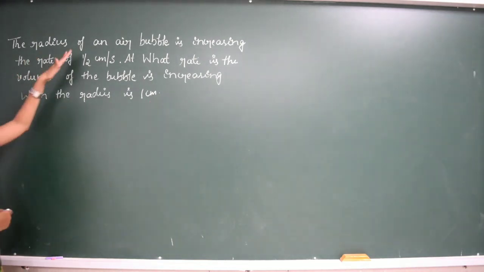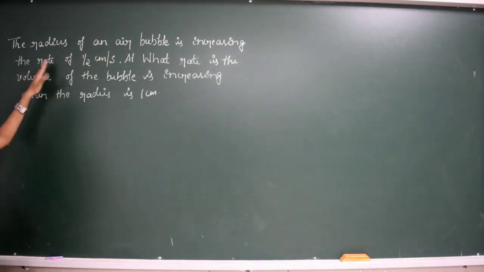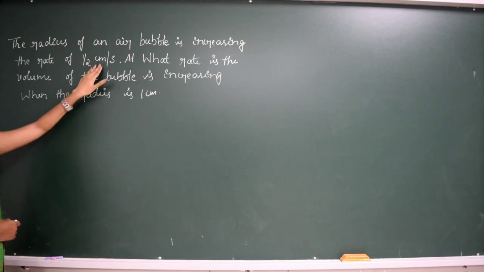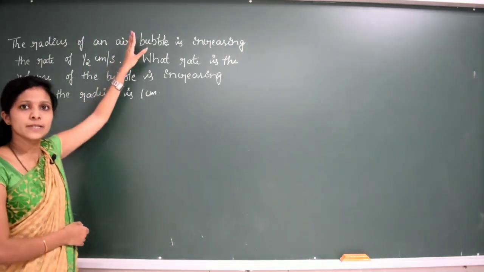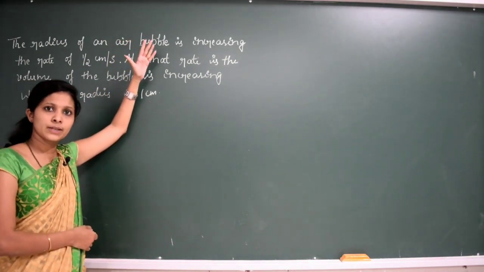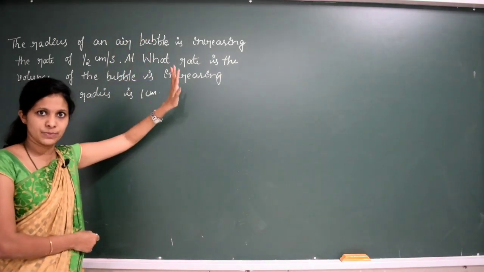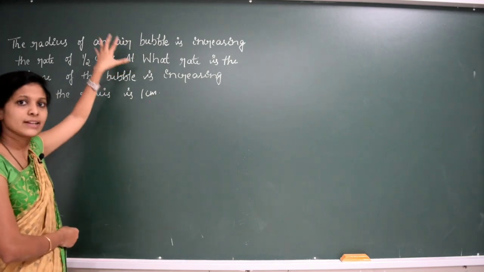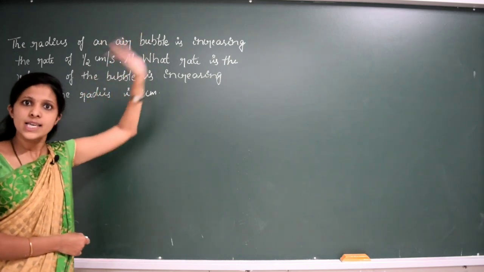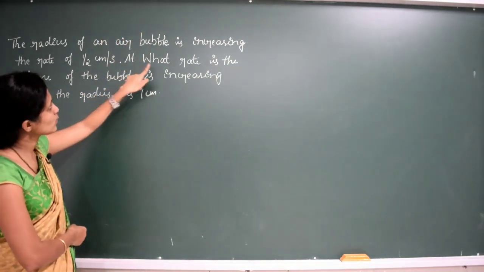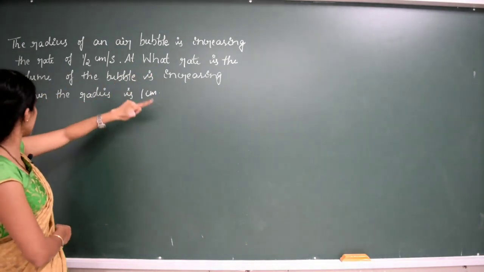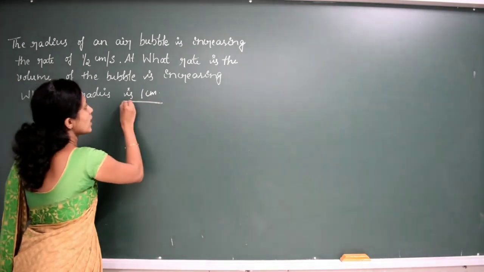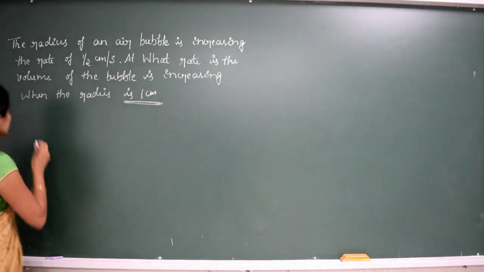The radius of an air bubble is increasing at the rate of 1/2 centimeter per second. Here the radius of an air bubble is given. What will be the shape of the air bubble? It will obviously be a sphere shape, right? So first we have to understand that this is a problem based on the sphere. Then what is given? At what rate is the volume of the bubble increasing when the radius is 1 centimeter? Okay, we'll start this one.